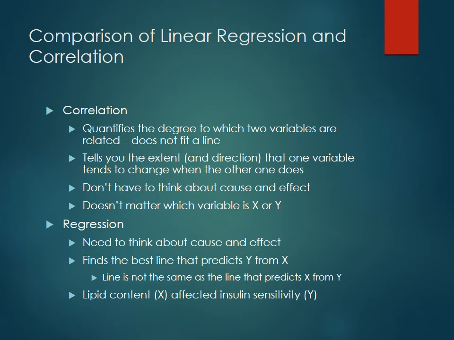Okay, so to compare the linear regression and correlation, with correlation, we're quantifying the degree to which two variables are related, right? It does not necessarily fit a line. We're just getting a general trend of the data, and it will tell us the extent and the direction that one variable tends to change when the other one does. You don't have to think about cause and effect when doing a simple correlation, and it doesn't really matter which variable is x or y. In regression, though, you do need to think about cause and effect. You need to think about, okay, this change in fatty acid content is having an effect on the insulin sensitivity, based on whatever physiologic reasoning you have behind that. You're thinking about cause and effect, and you're trying to find the best line that predicts y values from changes in x. And so that's why you need to keep the x and y the same throughout, and you cannot change those. That makes sense for you guys?